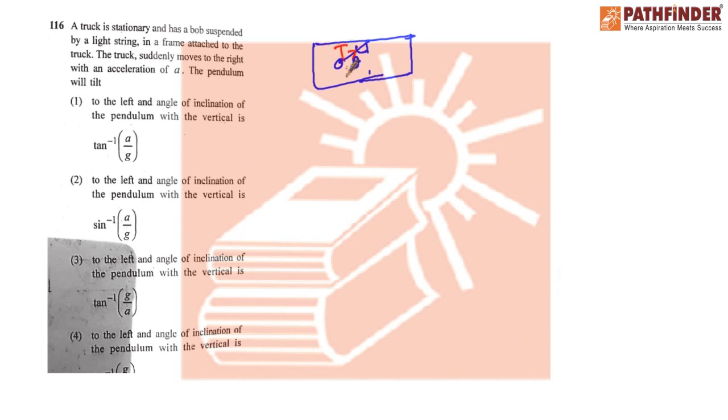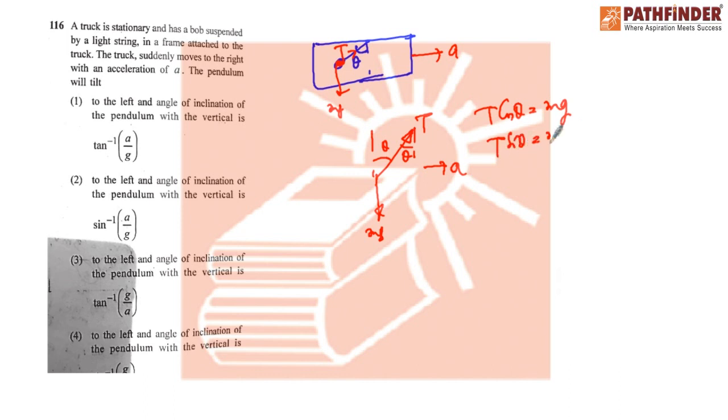So there is the force T and there is mg. And as the truck is moving with acceleration a, the bob will also moving with acceleration a, and the force condition is like this. There is T, there is mg, and this angle is theta, as this angle is theta. So it's quite easy. I have already solved it many times. Its acceleration is a. So T cos theta is equal to mg, and T sin theta is equal to ma. So dividing them, you are getting tan theta is equal to a by g, or theta equal to tan inverse a by g. Also option number 1 is the correct one.